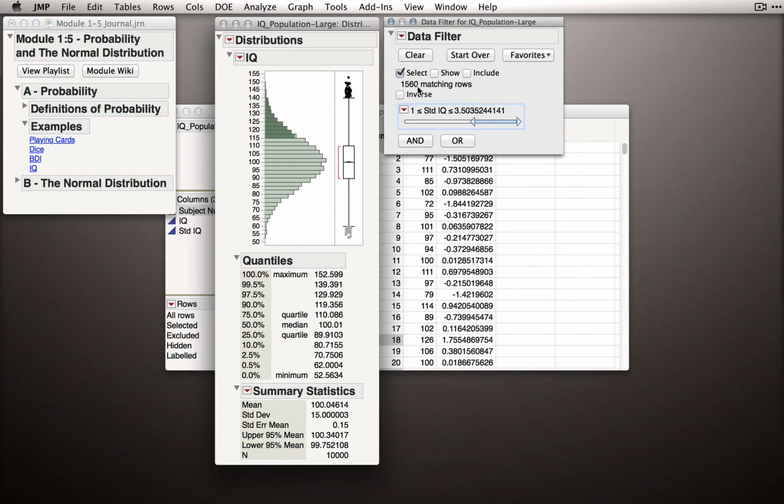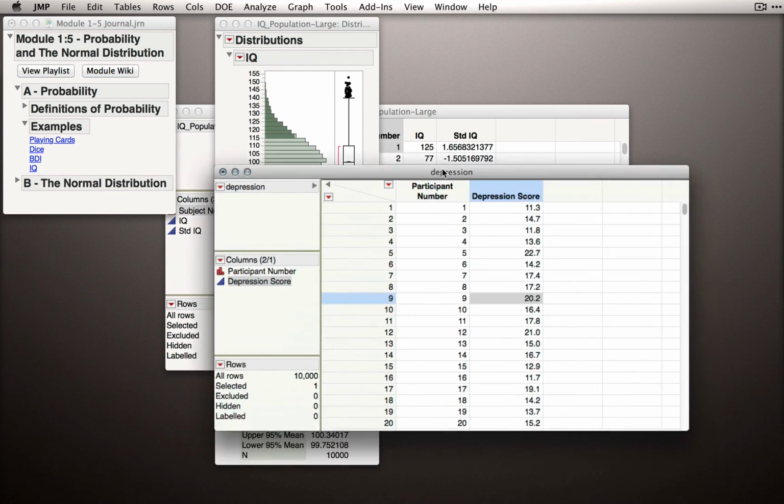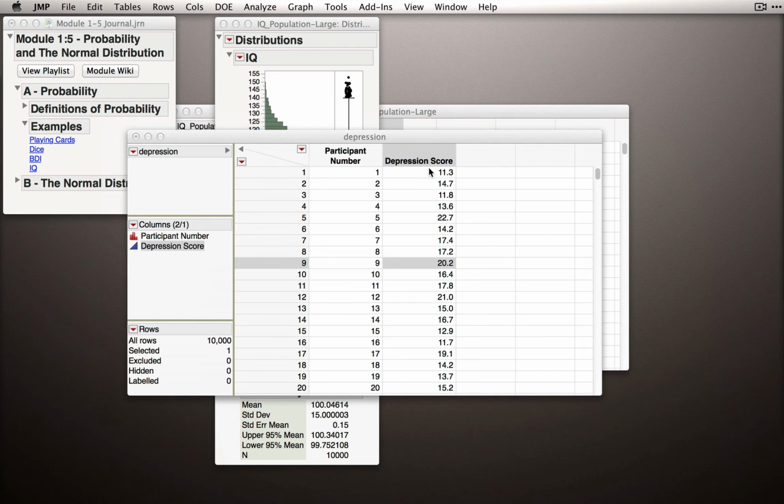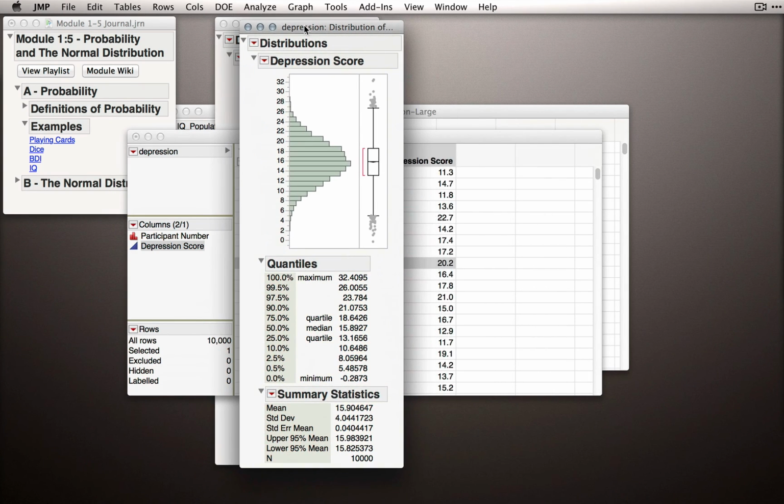Now let's look at the number of matching rows, 1,560. Now again, proportion is the same as probability for us here, so the probability of me randomly selecting an individual from this distribution with an IQ of 1 standard deviation above the mean or greater, that is a z-score of positive 1 or greater, is 0.1560. Now I don't know if you remember, but let's go back to the depression score, and actually let's look at the proportion of this distribution again that had a z-score of 1 or more as well.